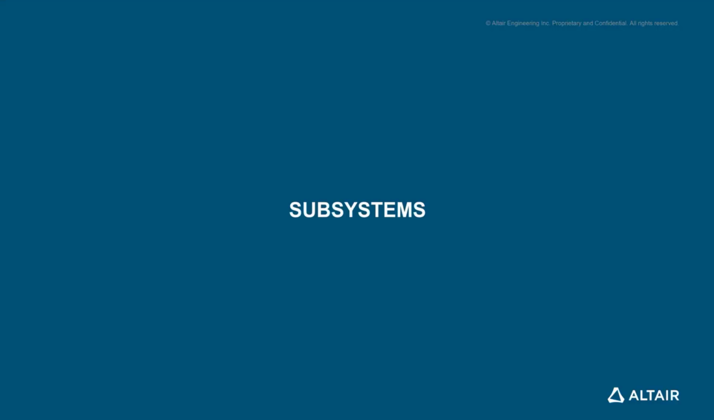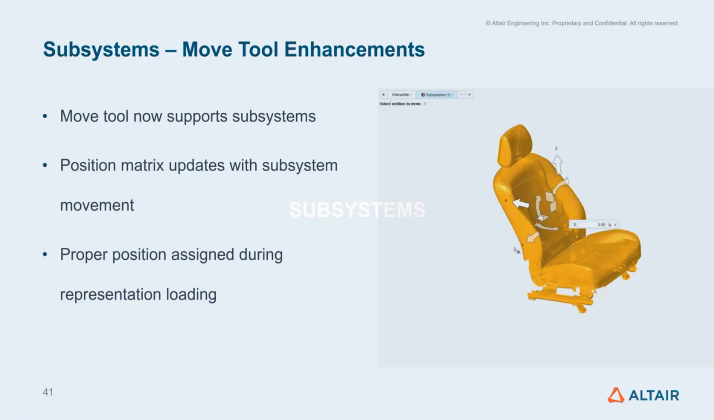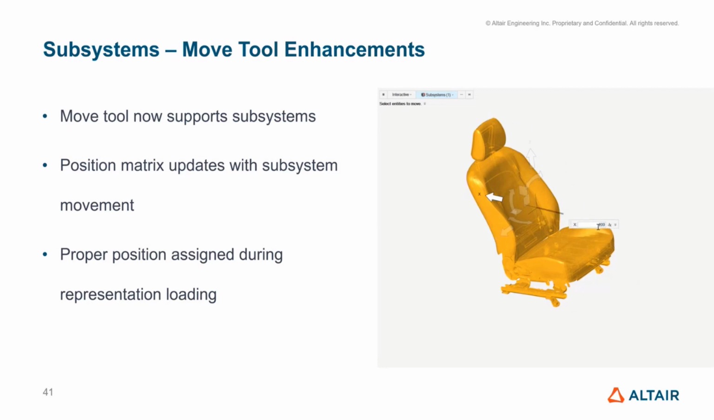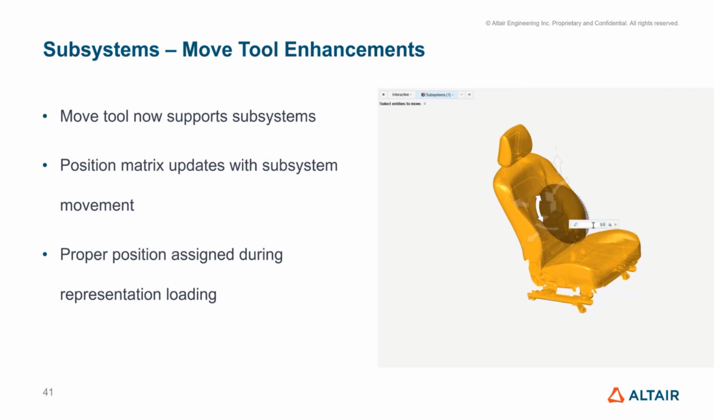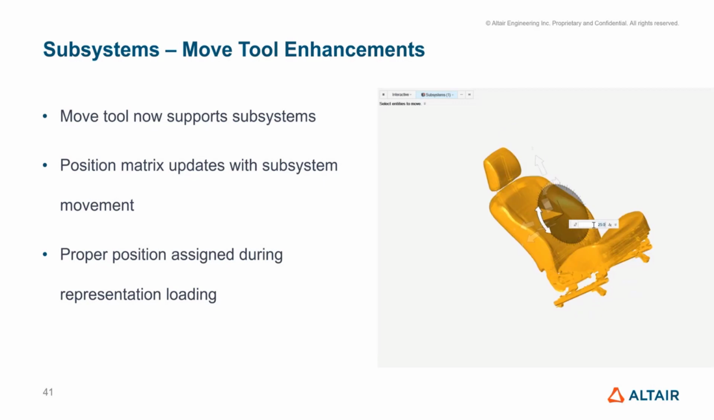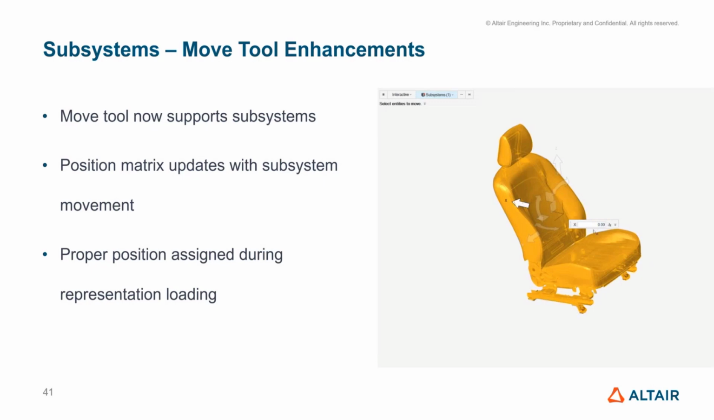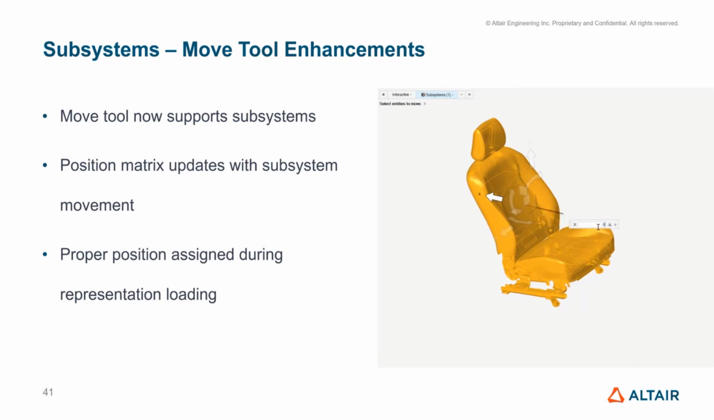I'd like to move on to some updates for subsystems, and these have come across a few different tools. So the move tool now supports subsystems. The subsystem is like a collection of other entities, kind of like a big assembly. Any entity that's supported by the move tool will get moved when you move a subsystem. And those entities that aren't supported with move, even if they're in a subsystem, also won't get moved. So it's basically a big reflection of whether we can move things or not.